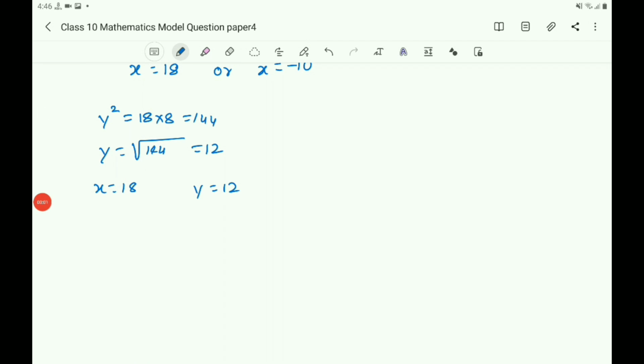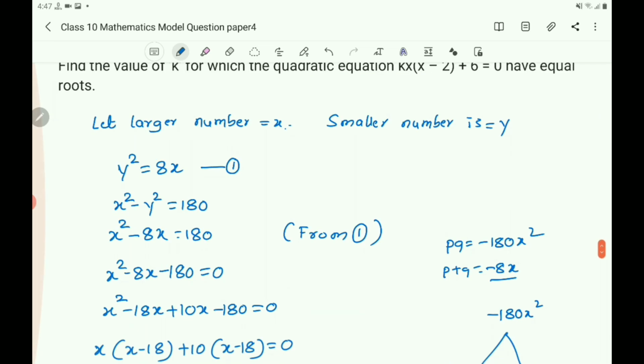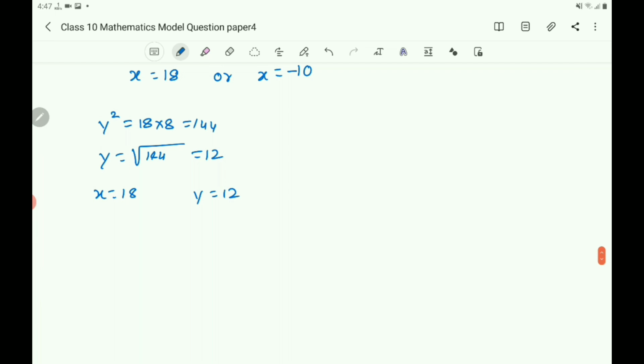If you verify x square minus y square, x square is 18 square, which is 324, and 12 square is 144, then you will get 180. So you got the result here. Therefore you can say that the two numbers are 18 and 12. So the two numbers are 18 and 12.